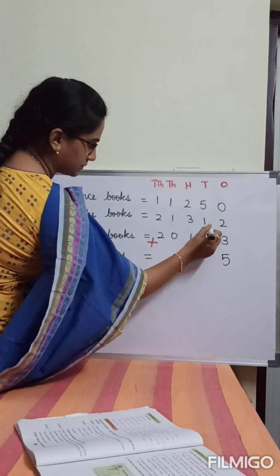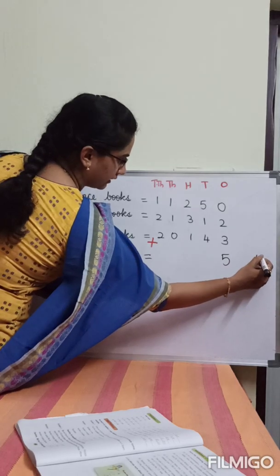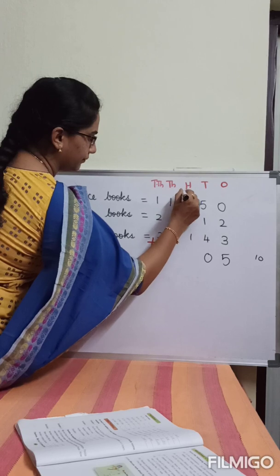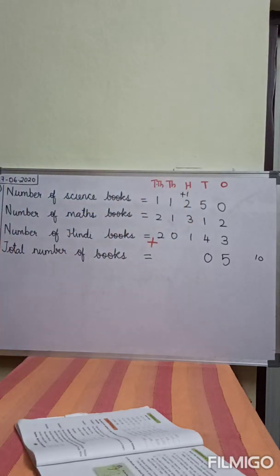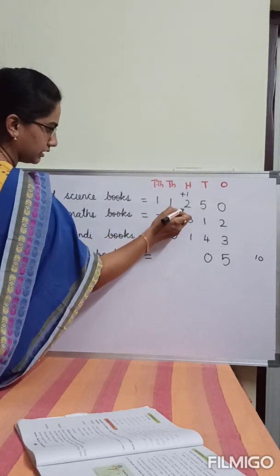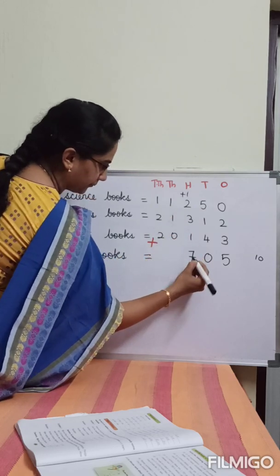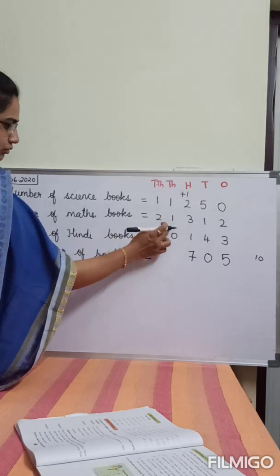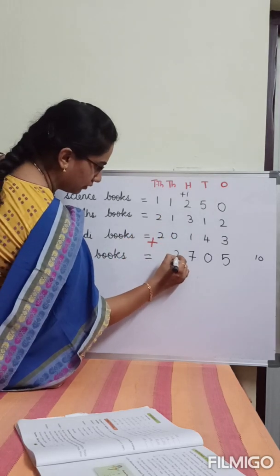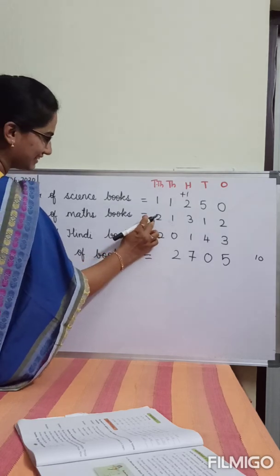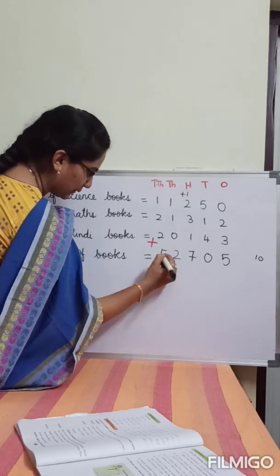5 plus 1, 6. 6 plus 4, 10. 0 sits in the tens column. 1 goes to the hundreds column. Carry forward. 1 plus 2, 3. 3 plus 3, 6. 6 plus 1, 7. 1 plus 1, 2. 2 plus 0, 2. 1 plus 2, 4. 1 plus 2, 3. 3 plus 2, 5.